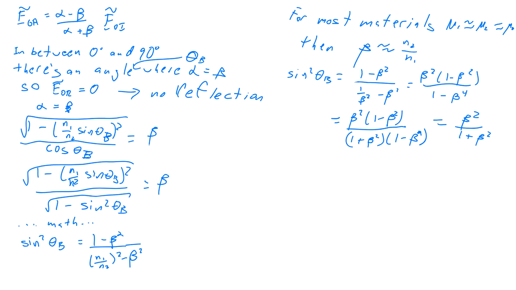Question, will beta ever equal 1? The only time beta will equal 1 is if mu1 equals mu2 and n1 equals n2. And so that means you're going in a continuous series.